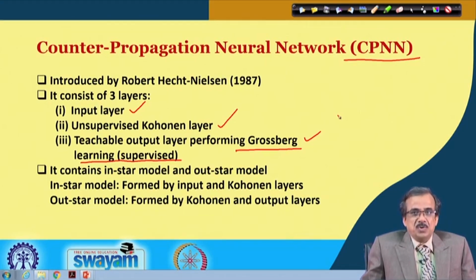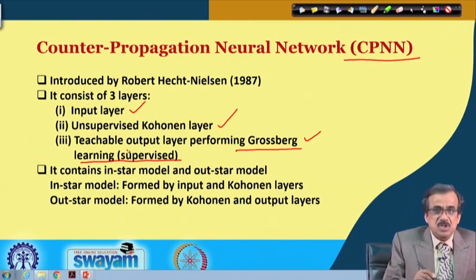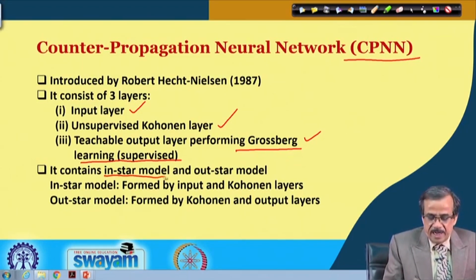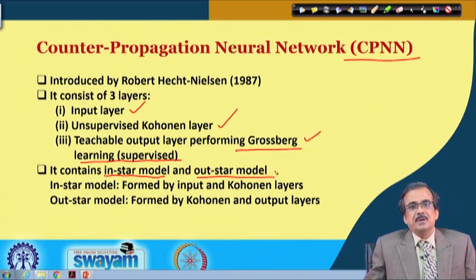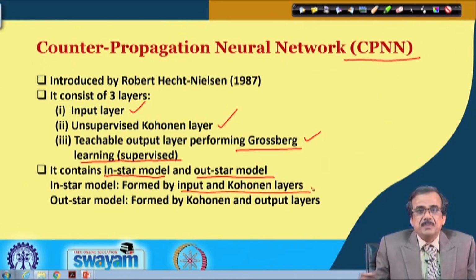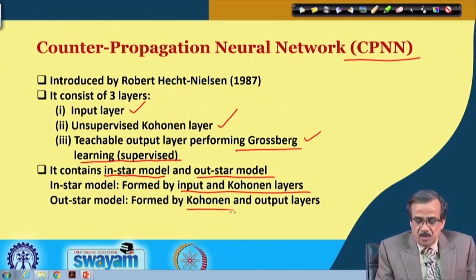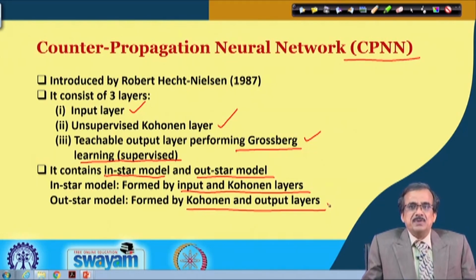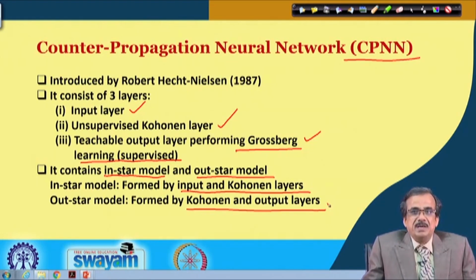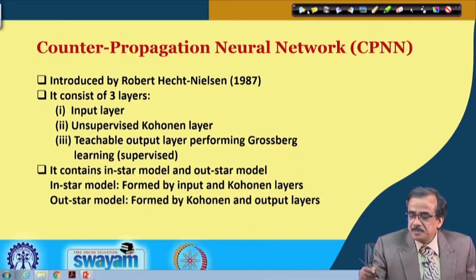Now, let us see how it works. Construction wise, this network consists of 2 models. One is called the in star model and another is called the out star model. The in star model consists of the input and the competitive layer, and the out star model consists of the competitive and the output layer. We are going to discuss in detail what is happening in the in star model and what is happening in the out star model.